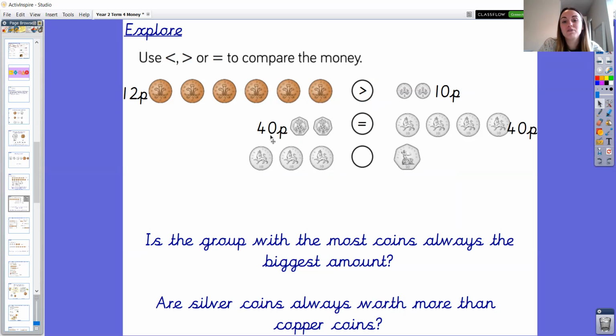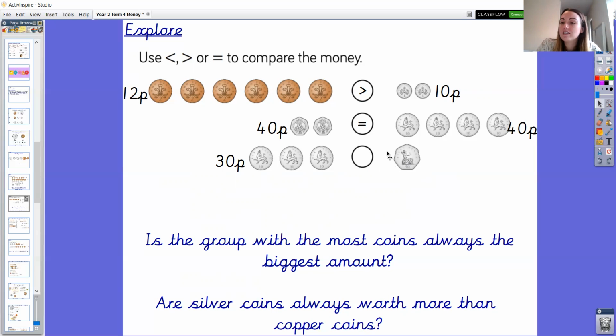Equal to. Well done. 40p is equal to 40p. Fantastic. Okay, as you can see here, we've got 3 lots of 10, 3 times 10, or you could count in your tens. Let's do that together. 10, 20, 30. There is 30p compared with this coin here.